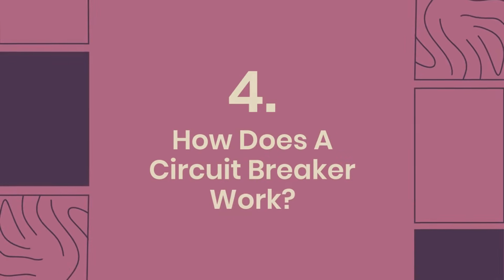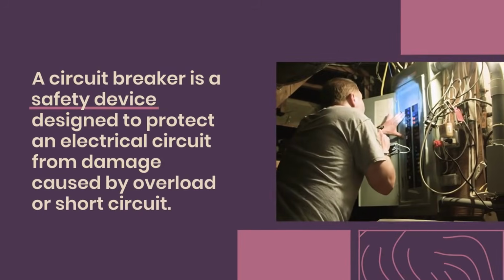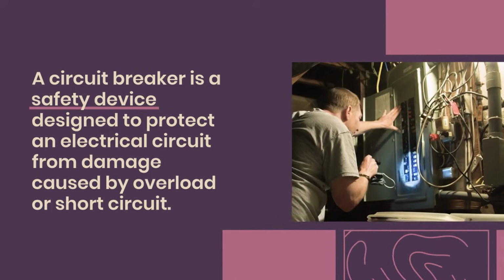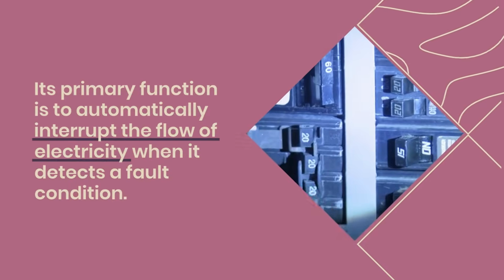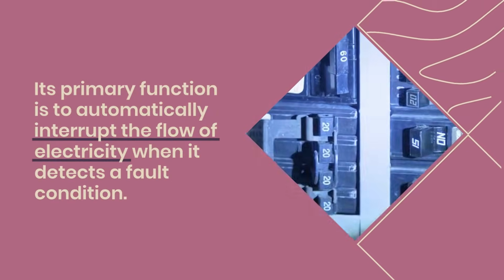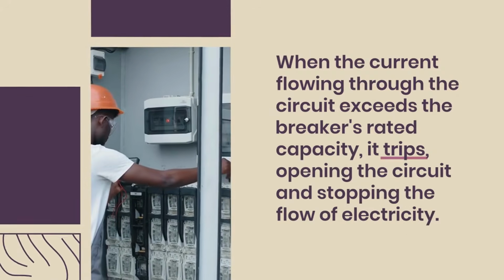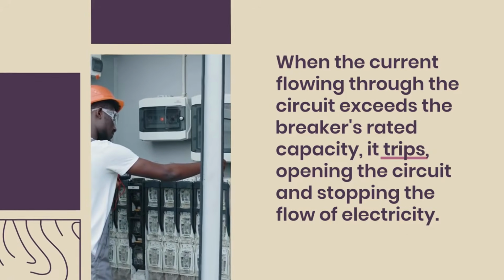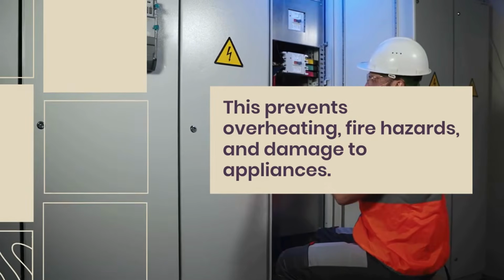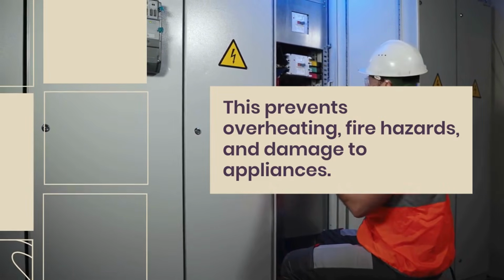4. How does a circuit breaker work? A circuit breaker is a safety device designed to protect an electrical circuit from damage caused by overload or short circuit. Its primary function is to automatically interrupt the flow of electricity when it detects a fault condition. When the current flowing through the circuit exceeds the breaker's rated capacity, it trips, opening the circuit and stopping the flow of electricity. This prevents overheating, fire hazards, and damage to appliances.